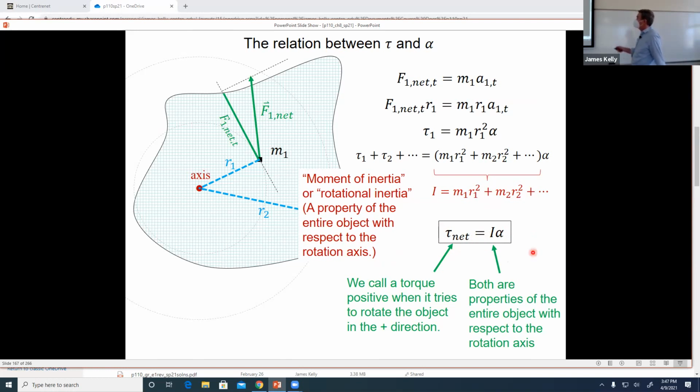And notice that both of these things on the right-hand side are properties of the entire object. The rotational inertia isn't a property of a certain point on the object. It's like the whole barbell has the property of rotational inertia. And there's only one alpha for the object at any instant if I'm trying to get it twisting.